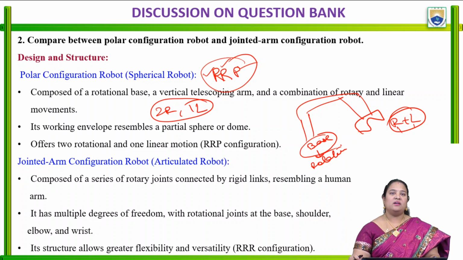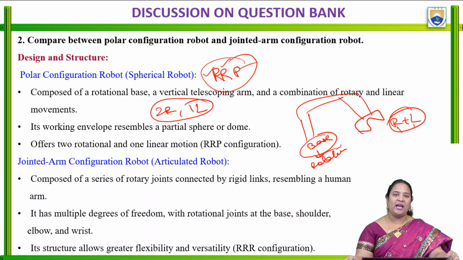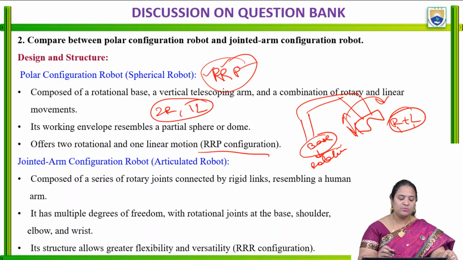Right? Here the polar configuration robot comprises a rotational base, where a vertical arm has a rotary as well as linear movement. That is, it can move in the rotary direction or in the linear direction, right? It has two rotations and one linear movement. That is the reason we call it an RRP configuration. Right. Next, moving on to the articulated robot, meaning jointed arm robots.